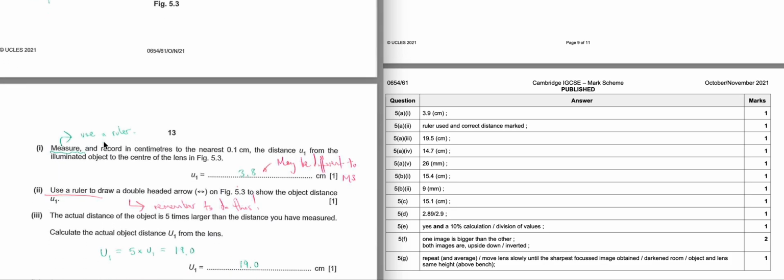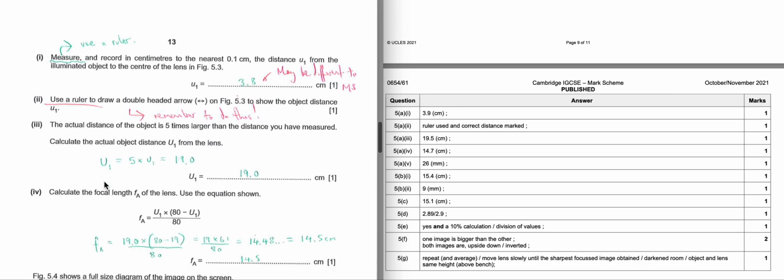We're told that the actual distance from the object is 5 times larger. All I have to do is simply multiply my numbers. So we've got to find the actual object distance, U1. I'm just going to use my calculator to multiply my 3.8, which should come in at 19.0. Notice in the mark scheme it's 19.5, and that's because of this scale difference. I'll try not to keep on repeating that for you.